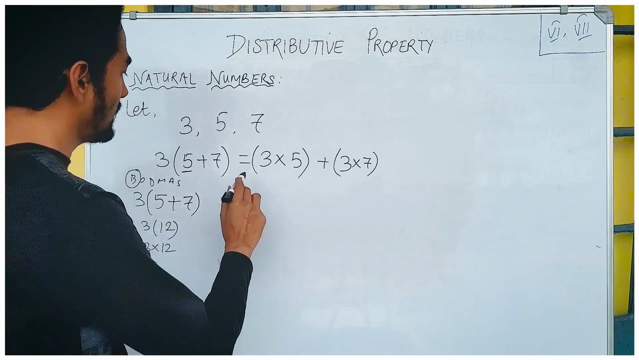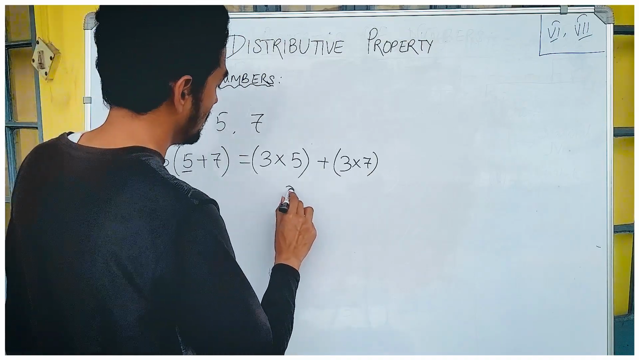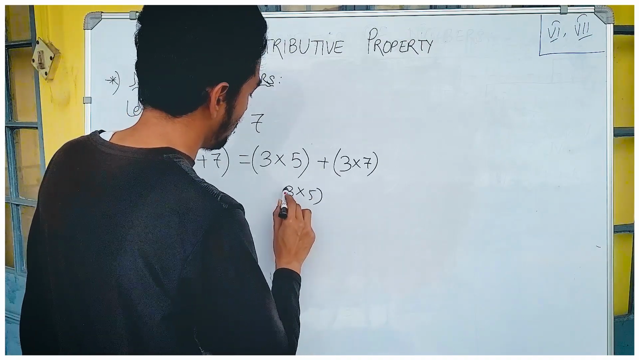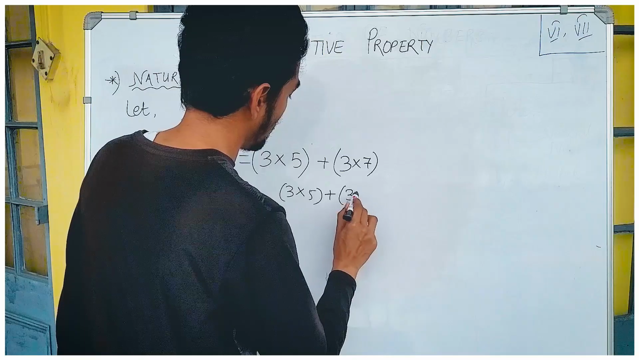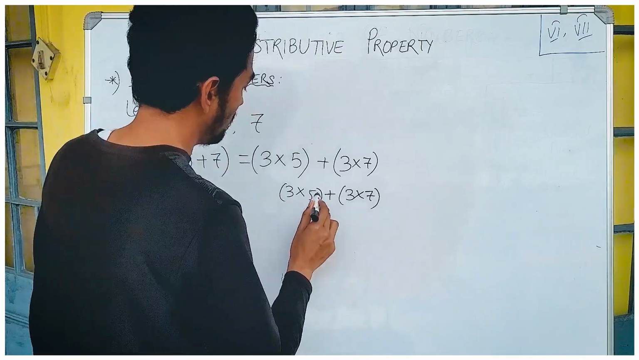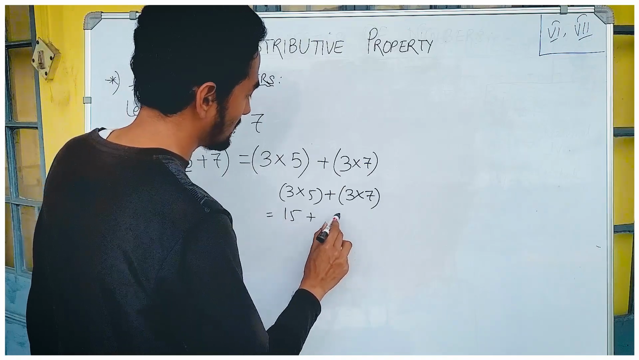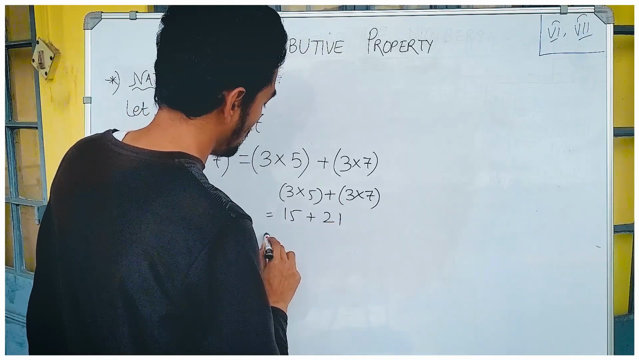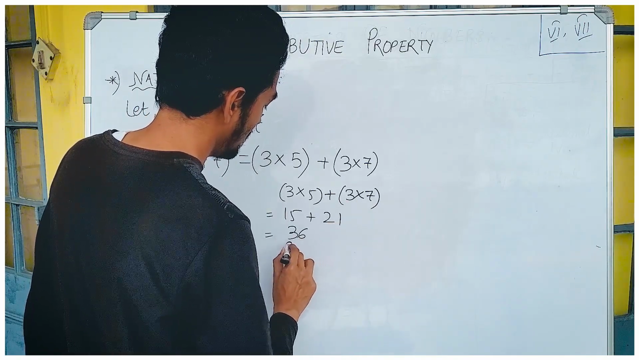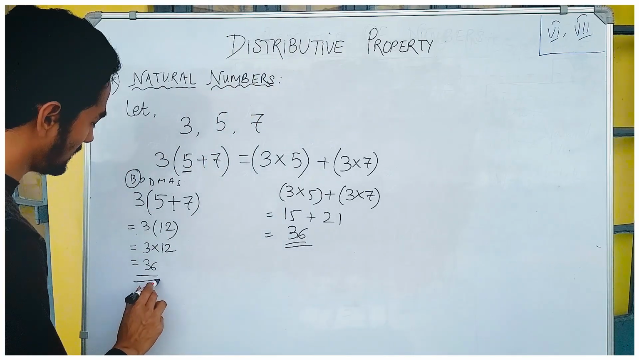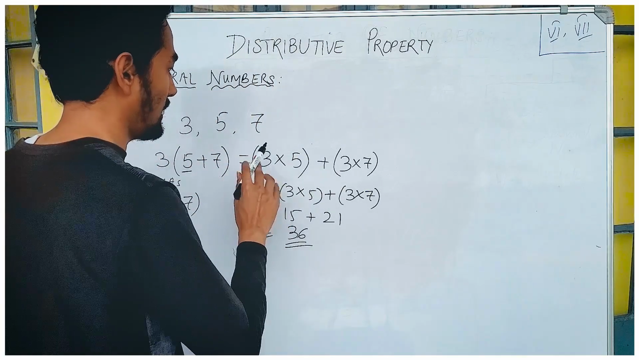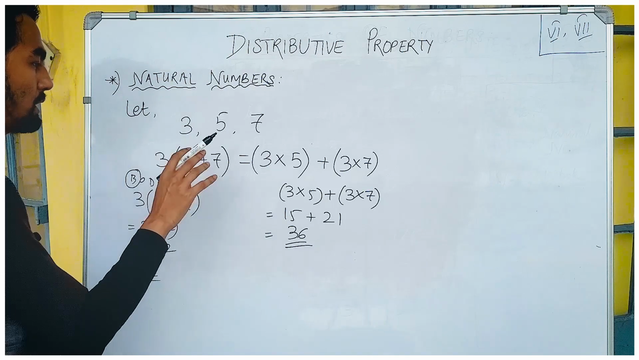Okay. So here we'll see if we get the same number or not. So 3 into 5 plus 3 into 7. Okay, we do the bracket part first. 5 3s are 15 plus 7 3s are 21. So 15 plus 21 is 36. So this 36 and this 36. So the distributive property is satisfied, or you can say the distributive property is applicable.